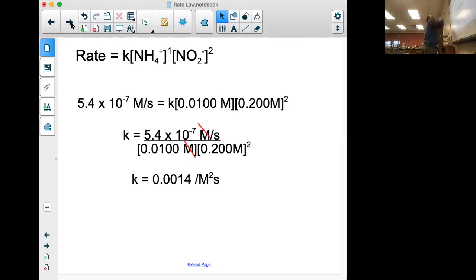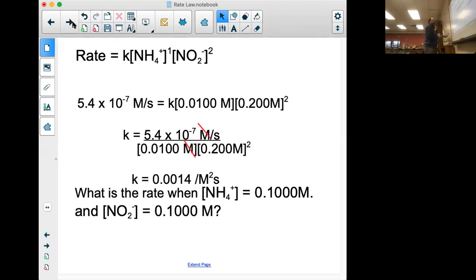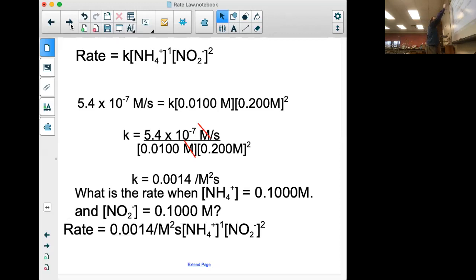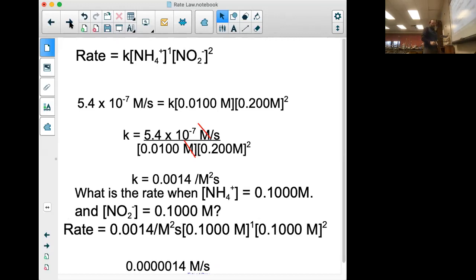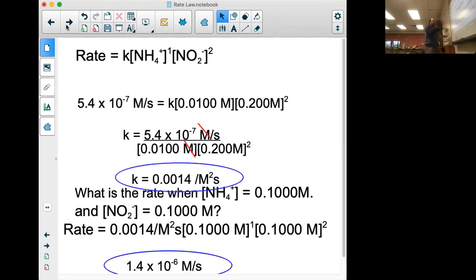Now, the other thing is we have a new set of conditions. What is the rate when the concentration of ammonium is 0.100 molar and the concentration of nitrite is 0.1000 molar? So we just take our equation, put our k value in, put our concentration of ammonium and the concentration of nitrite in, and we get 0.000014 molar per second. That would be my rate of reaction. So those two are my answer to the problem.